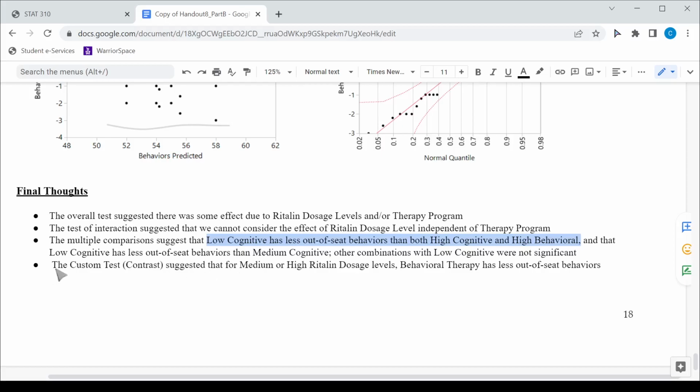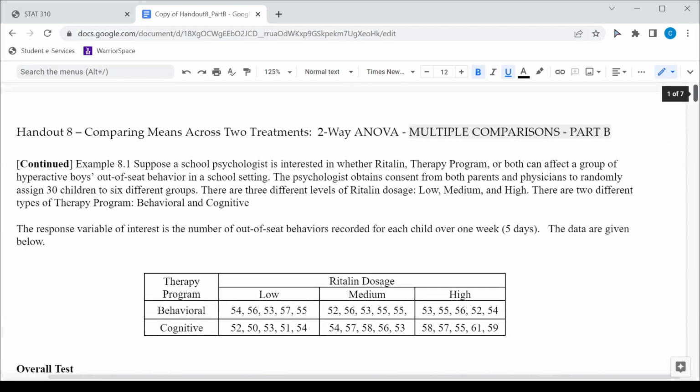I used that custom test to do a combination of the medium or high into a single group. And when I did that, I was able to say that the behavioral therapy program was indeed statistically better than the cognitive therapy program.